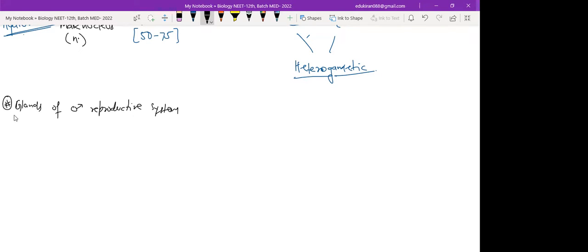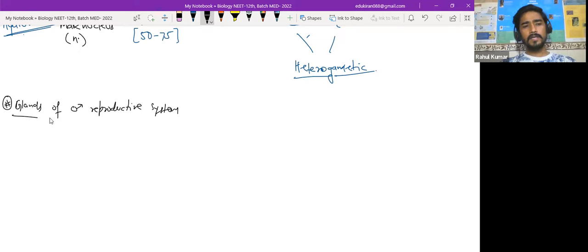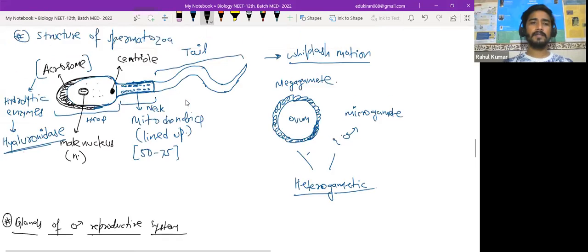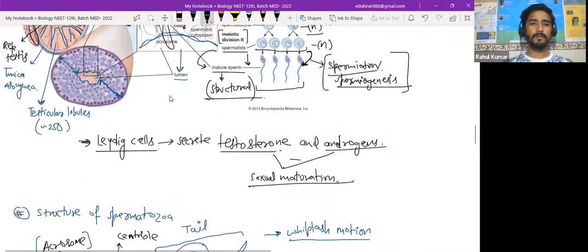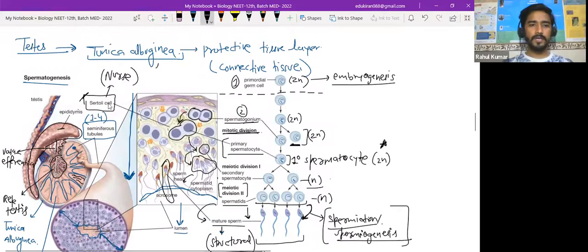Okay. So let's start with the glands. Now, why do you think there are glands associated? Why are there glands in the reproductive system? And let's see their positioning. So they are positioned like this.